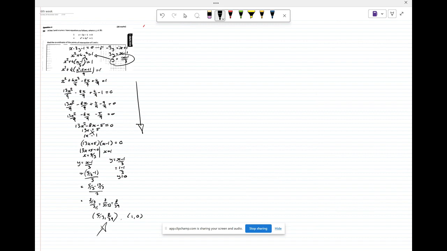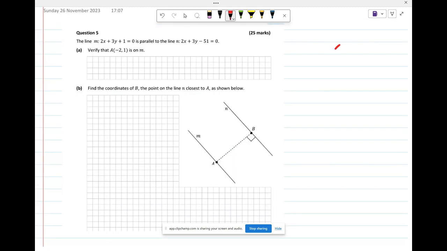So this question was to show you that what we were doing before, simultaneous equations and algebra, that kind of thing, all have links with coordinate geometry. So yeah, on to the next question.